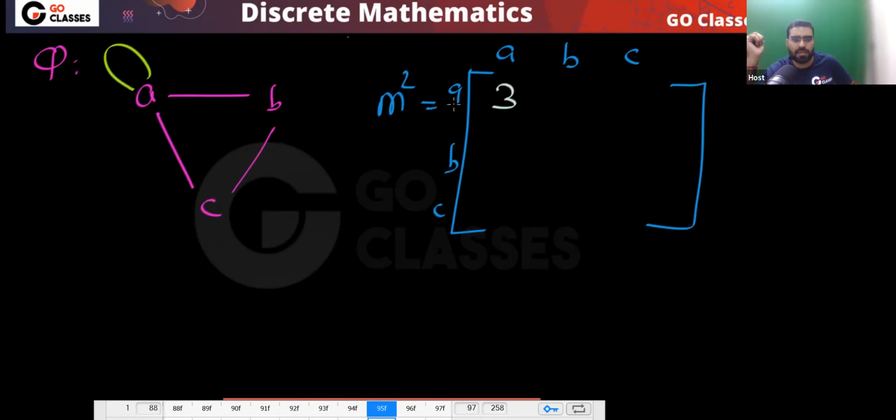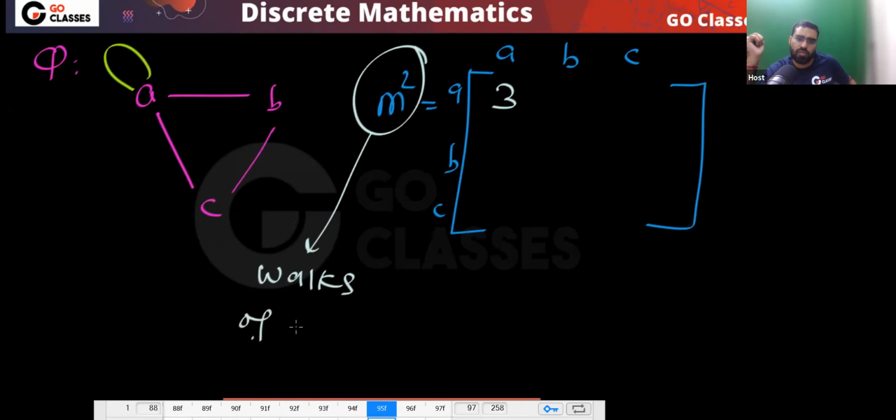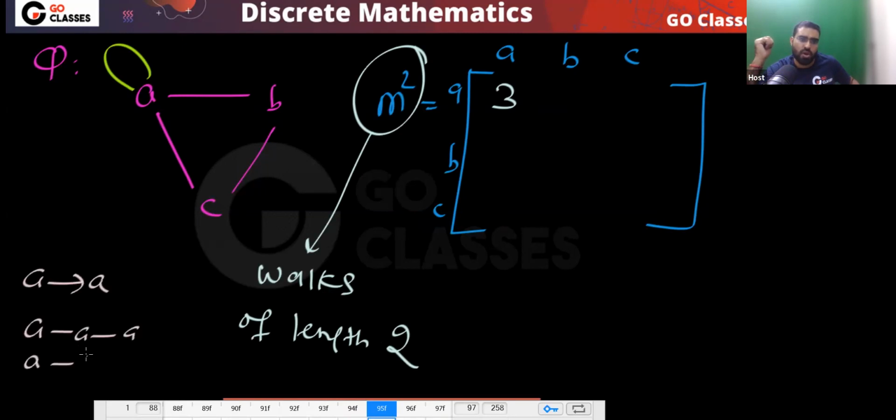Correct? Walks of length 2. M square means walks of length 2. Okay, it will give you walks of length 2. So what you can do? It will be 3. How many walks of length 2? From A to A, you can notice from A to A, you can do this. Either you do this, or you do this, or you do this. So there will be 3. So this value will be 3.